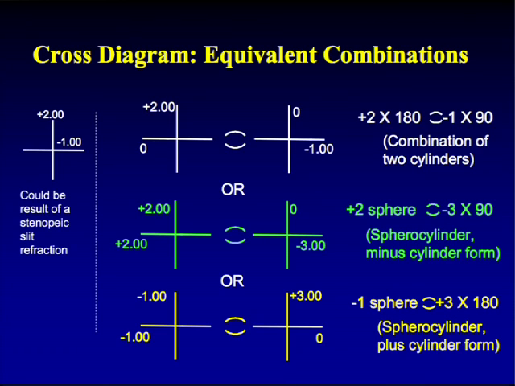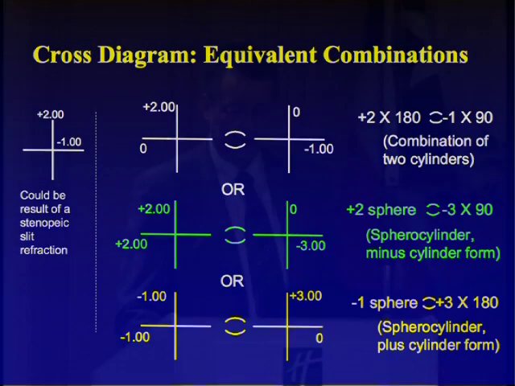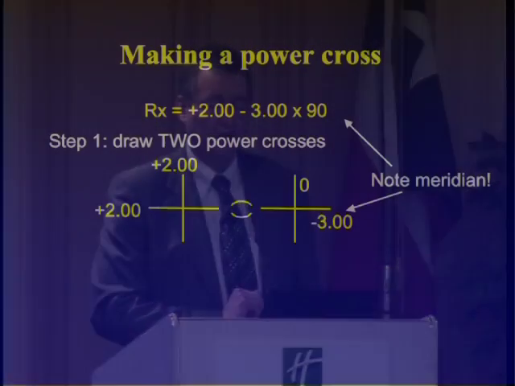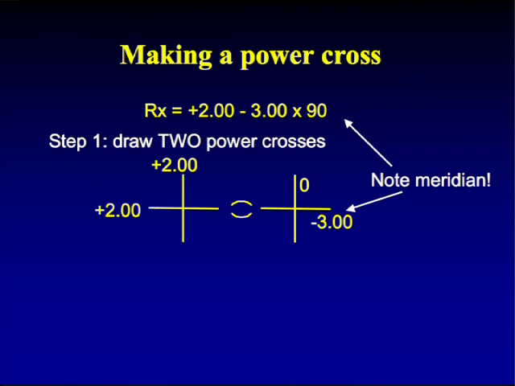Now we also want to know, how do we go backwards the other way? How do you take a glasses prescription and make it into a power cross? So let's look at that. One very straightforward way to do it is to draw two power crosses. So you're given a prescription, +2 minus 3 times 90. Draw a power cross to represent that prescription. We'll take +2 and put it on a power cross, +2 plus 2, give a combined with symbol, and then we have -3 axis 90, which is -3 in the 180 meridian.